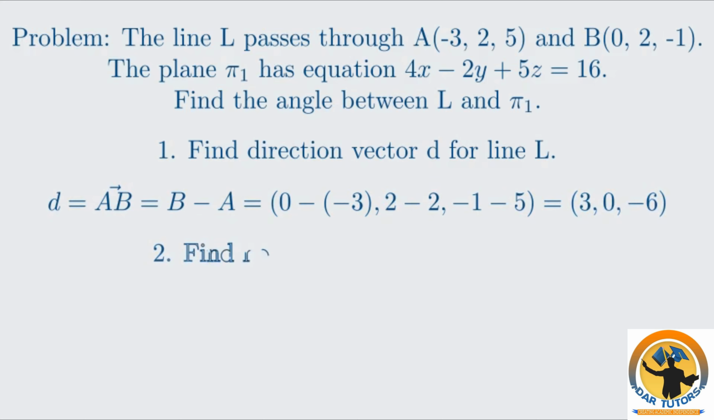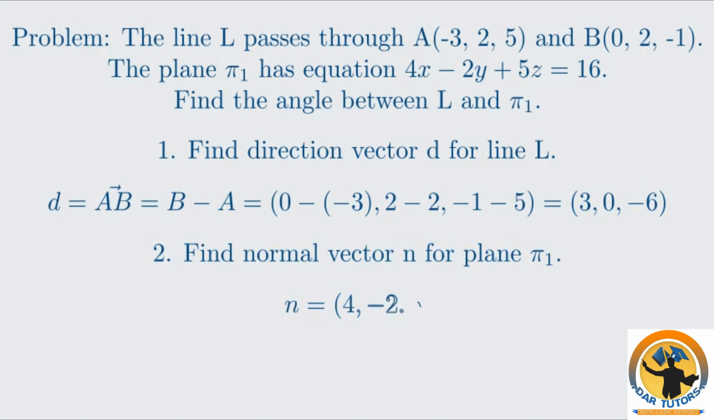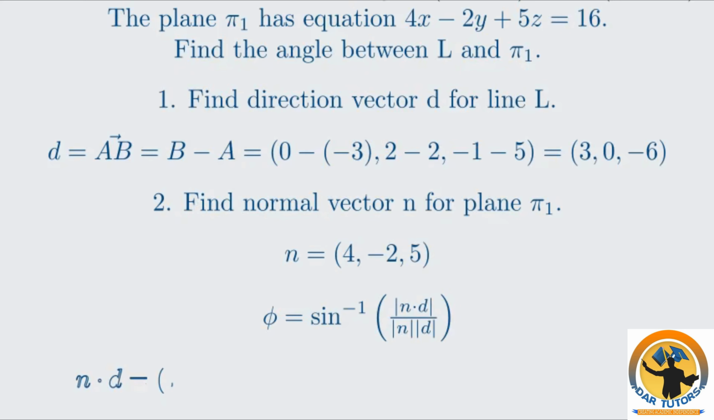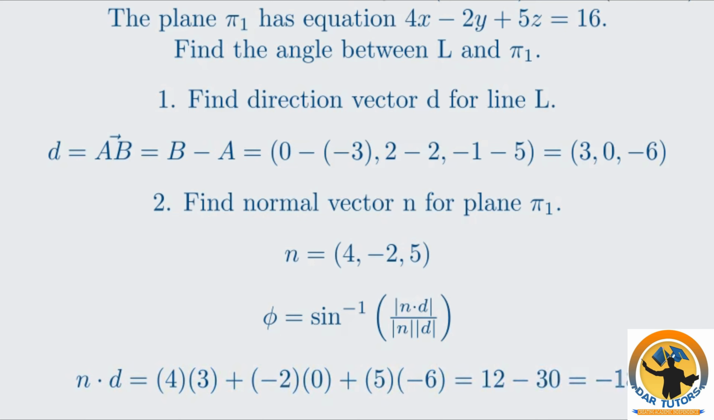Next, we find the normal vector, n, for plane pi1. From the equation, the normal vector is (4, -2, 5). So n equals (4, -2, 5). Now we have our two vectors. Let's use the formula for the angle phi. Phi equals the inverse sine of the absolute value of the dot product of n and d divided by the product of their magnitudes. The dot product is 4 times 3 plus negative 2 times 0 plus 5 times negative 6. This is 12 minus 30, which is negative 18.